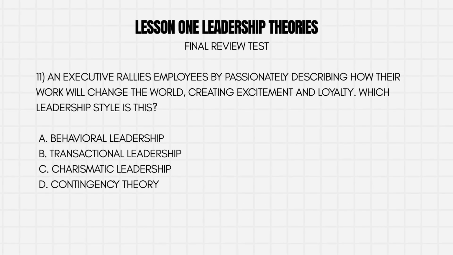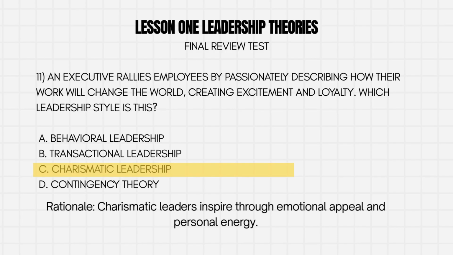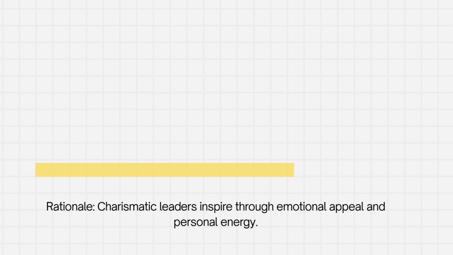Question 11. An executive rallies employees by passionately describing how their work will change the world, creating excitement and loyalty. Which leadership style is that? A. Behavioral leadership, B. Transactional leadership, C. Charismatic leadership, or D. Contingency theory? The answer is C. Charismatic leadership. Charismatic leaders inspire through emotional appeal and personal energy.